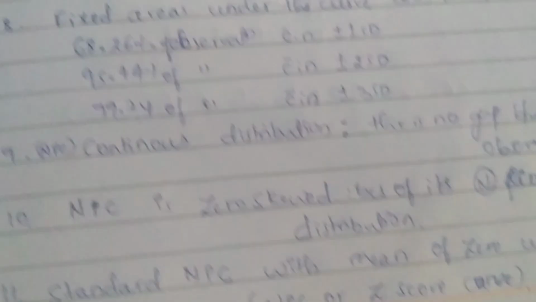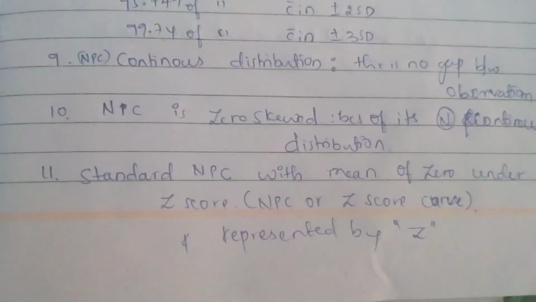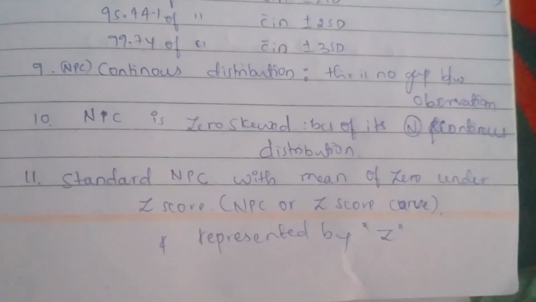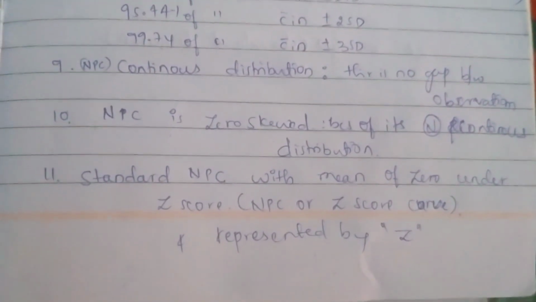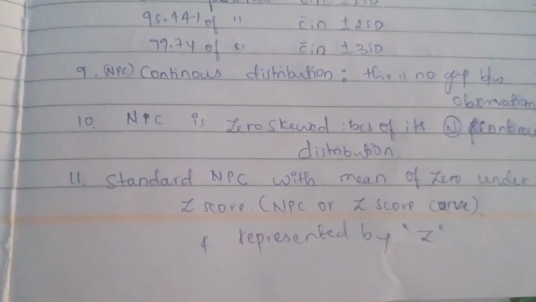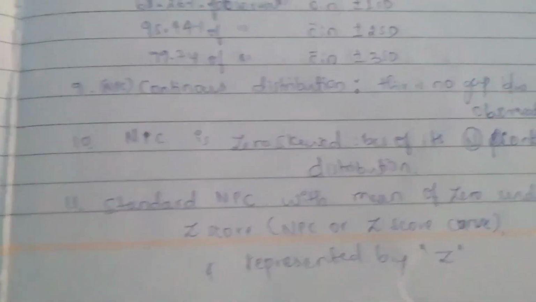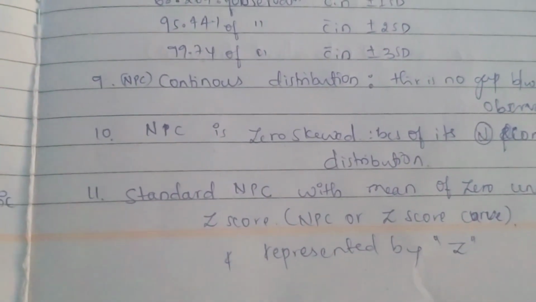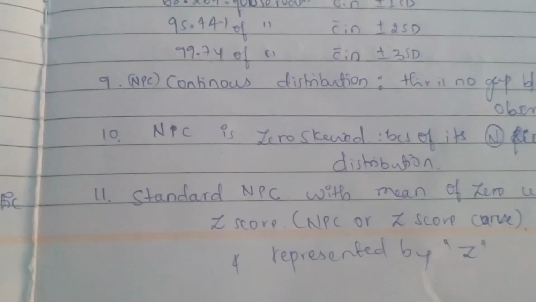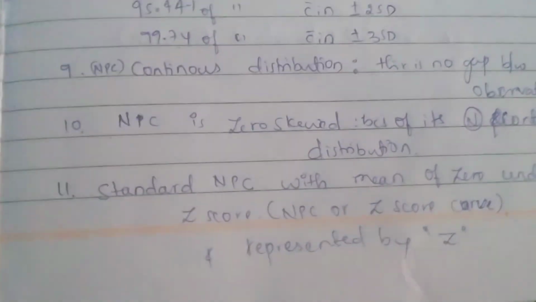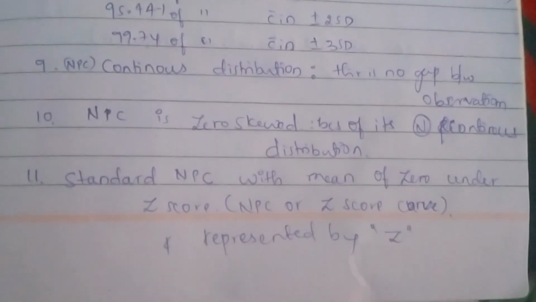our normal probability curve. Next, we'll move on to the standard normal probability curve with a mean of 0, under the z-score. The standard normal probability curve with mean 0 is called the z-score curve, and it is represented by z. Thank you.